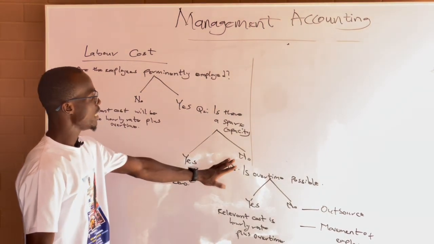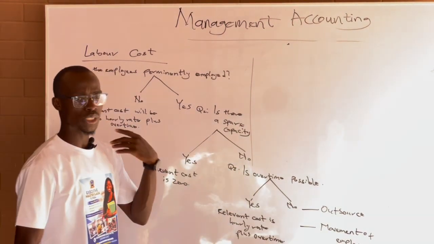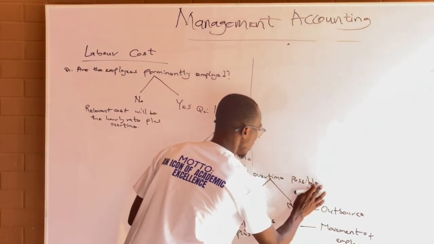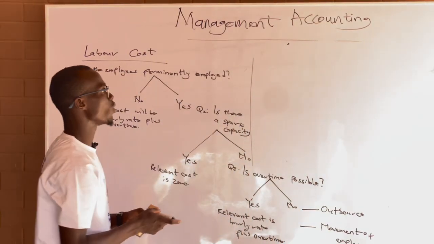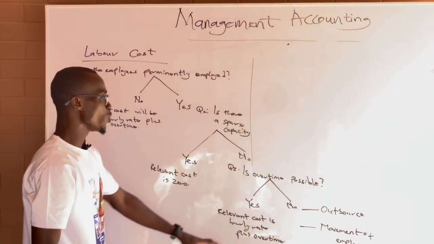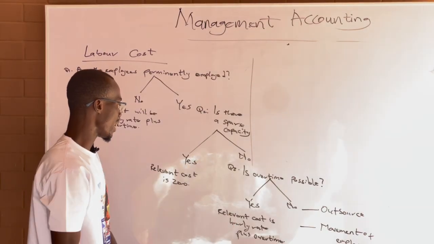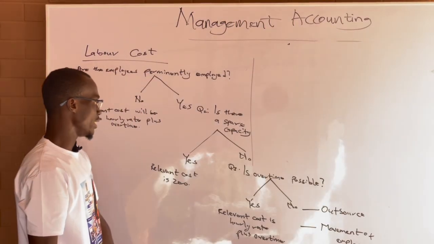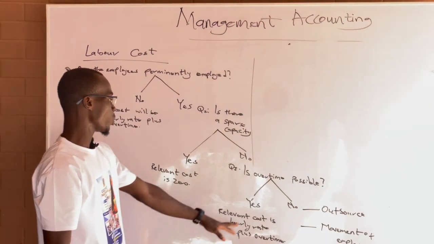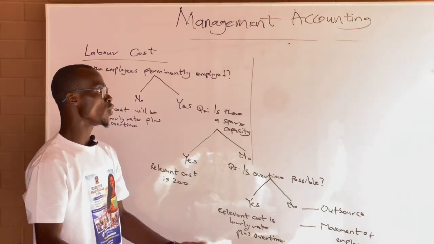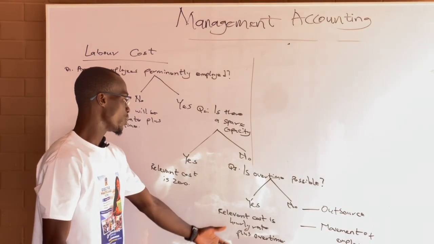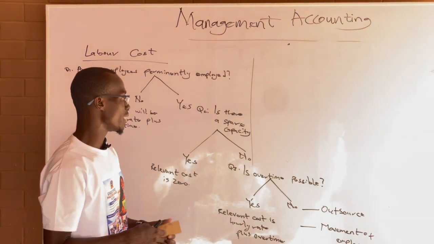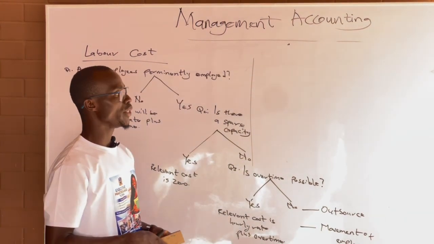But if there is no spare capacity, you need to ask yourself another question: is overtime possible? Can we do overtime? If it's yes, then the relevant cost will be the hourly rate plus any overtime premium, because you are going to make them do overtime. Then, if overtime is not possible, you need to think about other options.